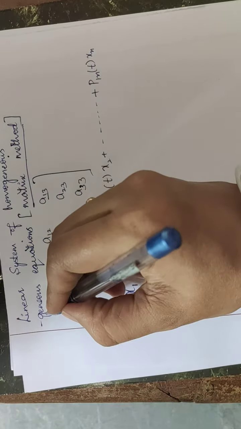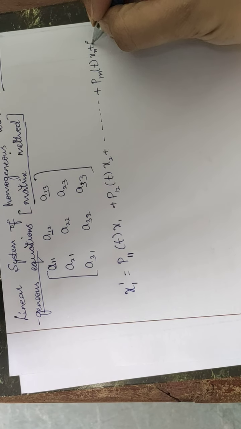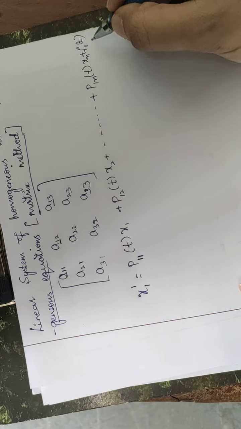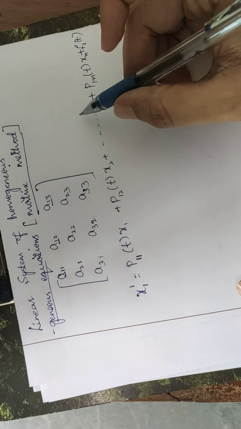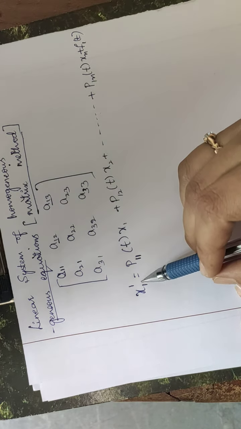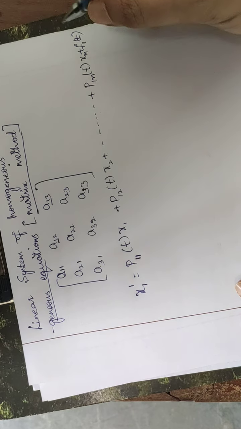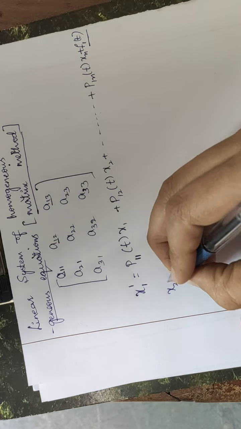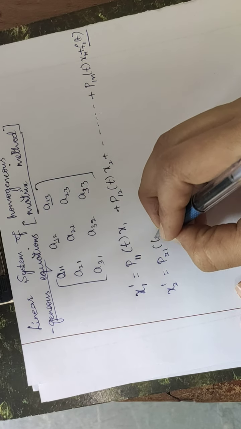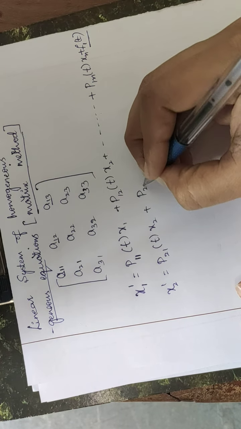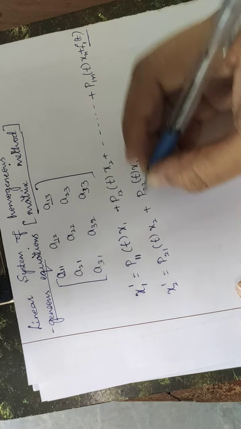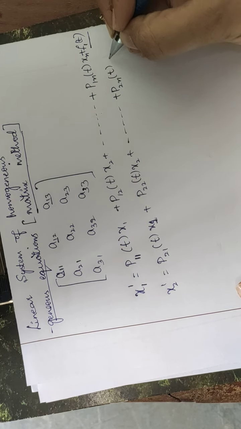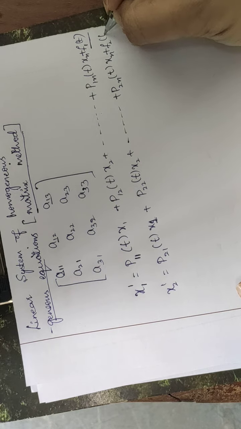If I consider a non-homogeneous equation, then I will write f1 of t along with this equation. If f1 of t is equal to 0, obviously my differential equation reduces to homogeneous, right? Since I am writing a non-homogeneous differential equation, here I have just added f1 of t. Similarly, x2 dash will be equal to p21 of t into x1 plus p22 of t into x2. Sorry, this is x1. So on up to p2n of t into xn plus f2 of t.